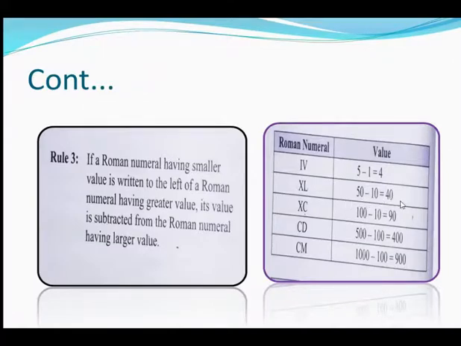So smaller value is X, X is written on the left side, so its value has been subtracted. 50 minus 10, 40. Same way here C has the value 100 and X has value 10. X is written on the left side. So 100 minus 10 is 90. In this way, if we are writing the smaller value to the left of the greater value, then the value of the smaller number will be subtracted. Clear?